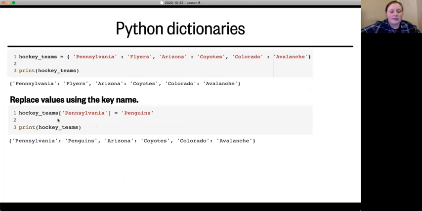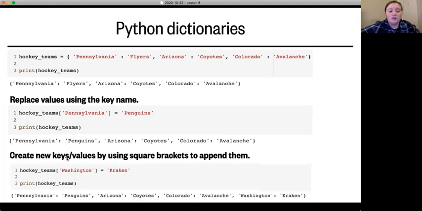You can also replace values in your dictionary by using the key name. So here you have hockey teams of Pennsylvania, and say that we don't like the Flyers as much as we like the Pittsburgh Penguins. So we're going to replace our Flyers with Penguins, and you can see we call using the key, and we say that is now equal to the Penguins. You can see that Pennsylvania, the key, is still the same, but the value that corresponds to it is now Penguins.